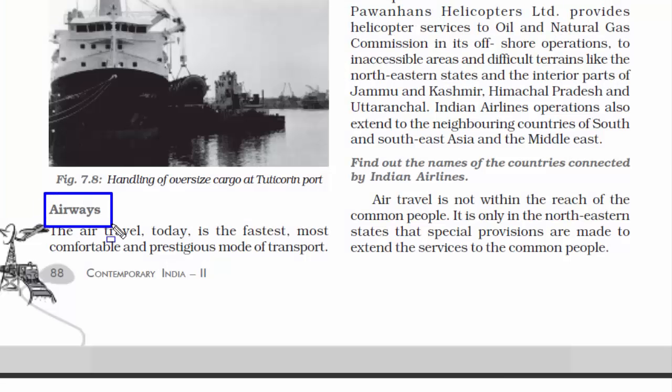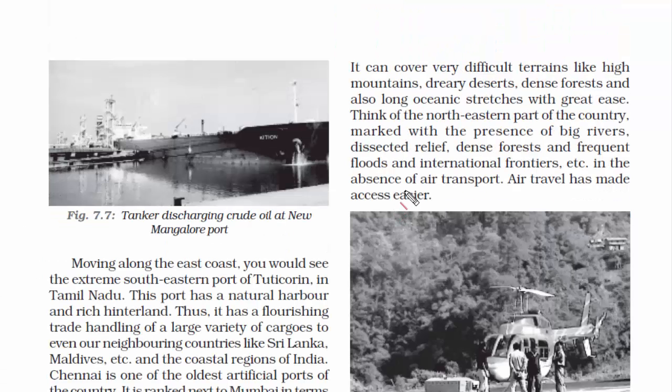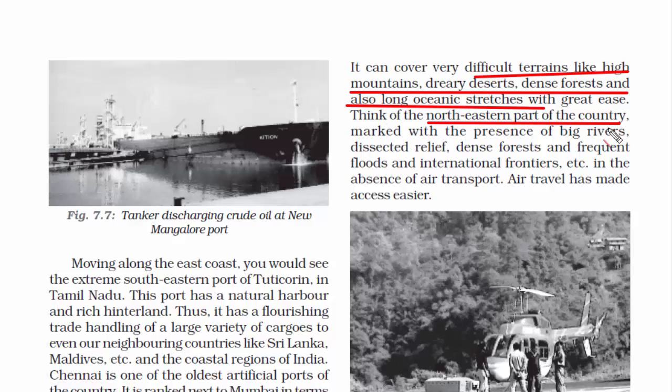And the next topic that we will read about is airways. That is the fastest, most comfortable and prestigious mode of transport. Ideally, it is a perfect mode of transport to cover difficult terrains like high mountains, dreary deserts, dense forests, and oceanic stretches. The northeastern part of the country is an ideal place to travel in a helicopter because the geographical features consist of a big river, we are talking about the Brahmaputra, then dissected relief, dense forest, and frequent floods and international frontiers. So these are some major challenges that lie in front of the transport industry. Therefore, air travel has made access easier.